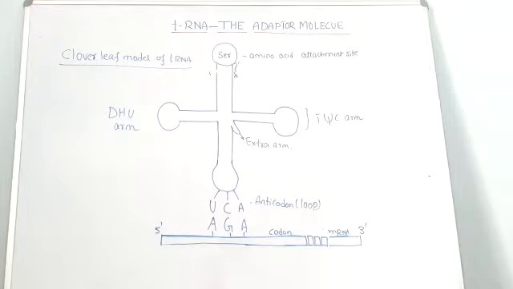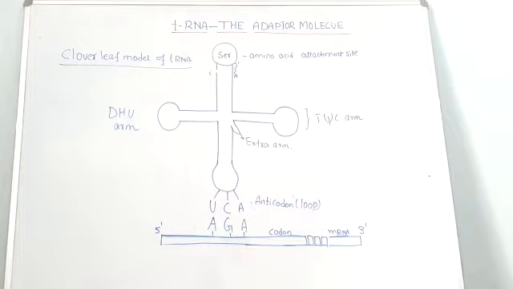tRNA means transfer RNA. This is also called the adapter molecule. Why it is called the adapter molecule, I will explain to you. First of all, the main function of transfer RNA is to transfer. It is the RNA molecule that transfers the amino acid to the site of protein synthesis.